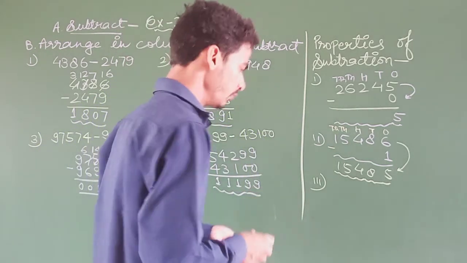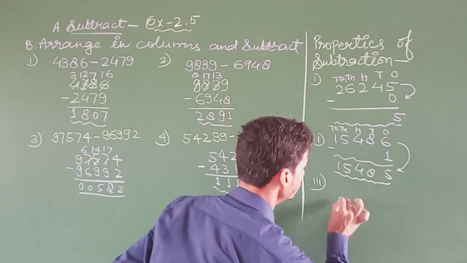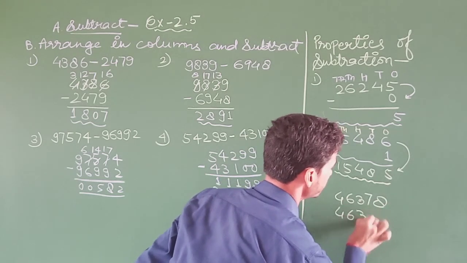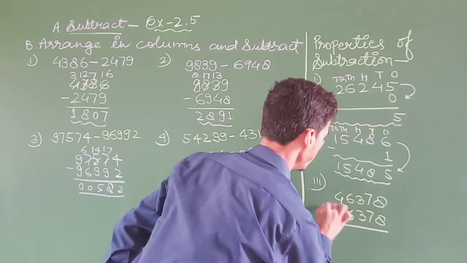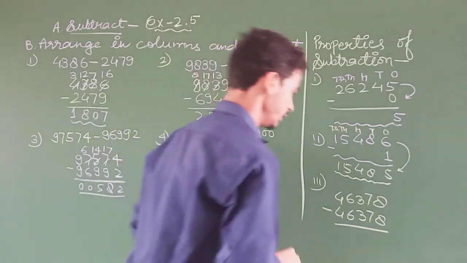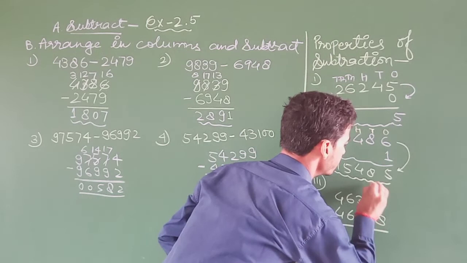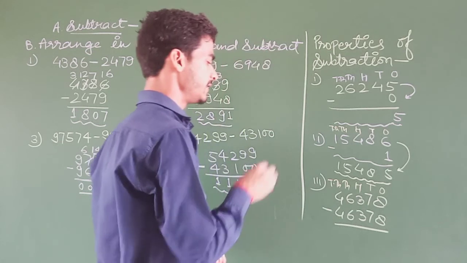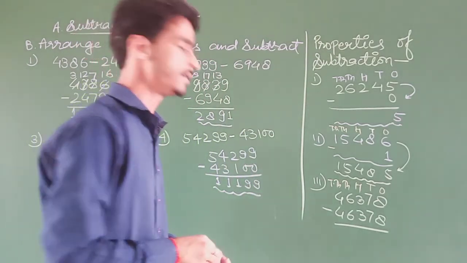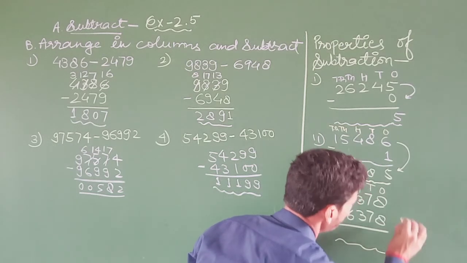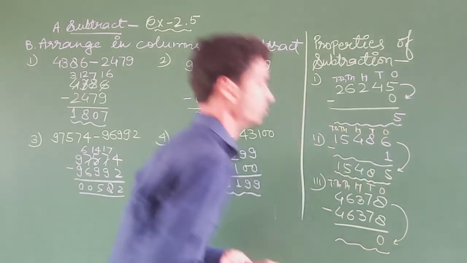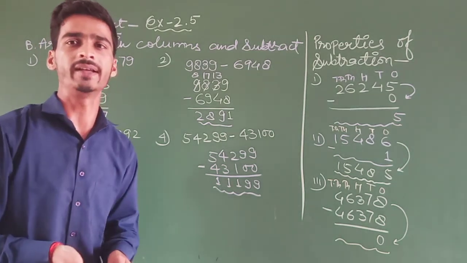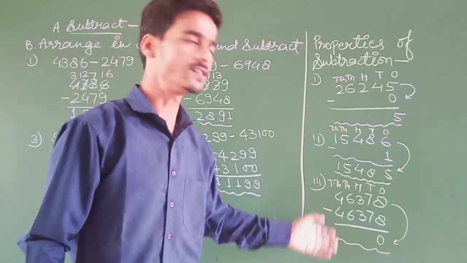There is an example given: 46,378 minus 46,378. When a number is subtracted from itself, then the difference is 0. So when you subtract it, the difference is 0. So you can see here that when a number is subtracted from itself, the difference is 0. So learn three properties of subtraction.